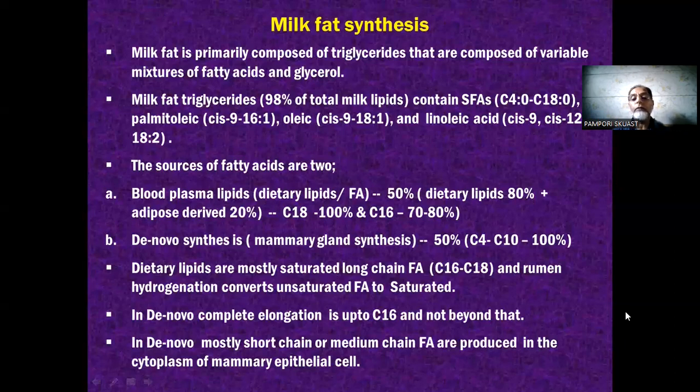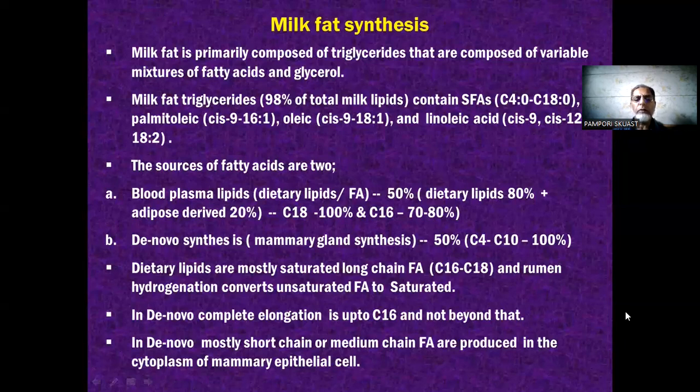And among that 50% that is being produced, that is being contributed by the blood plasma lipids, dietary lipids will constitute 80%, and adipose derived will be providing only 20%. So it will be mostly the dietary lipids, and from the adipose very little, only 20%. And most of what comes from blood plasma lipids will be C18, meaning long chain fatty acids, and C16.